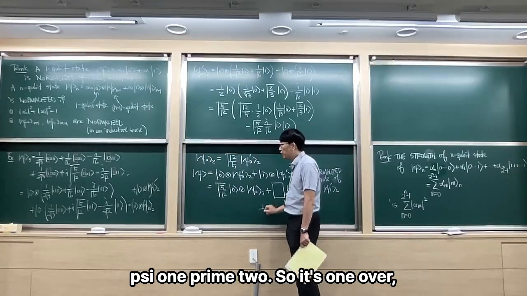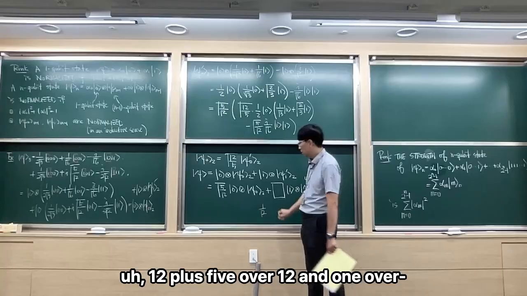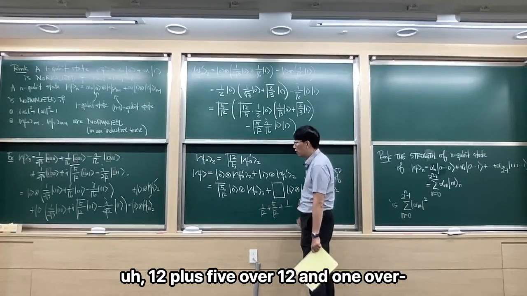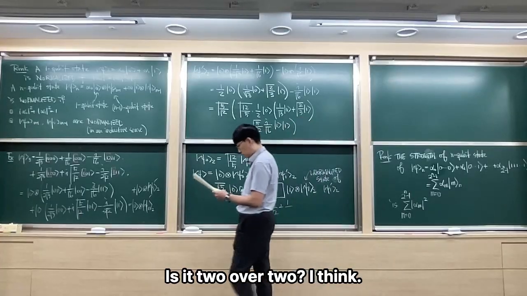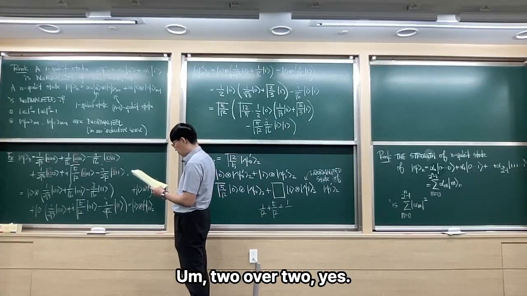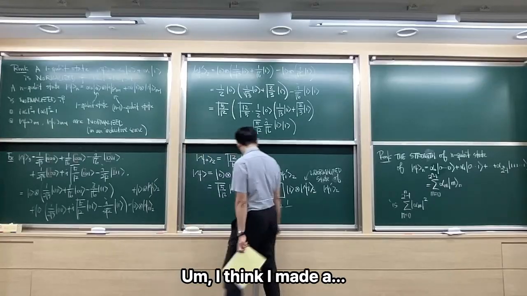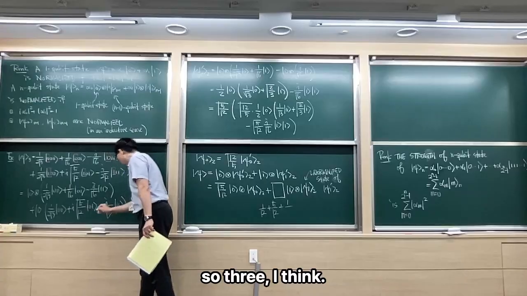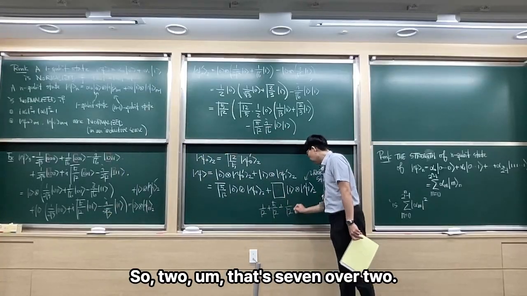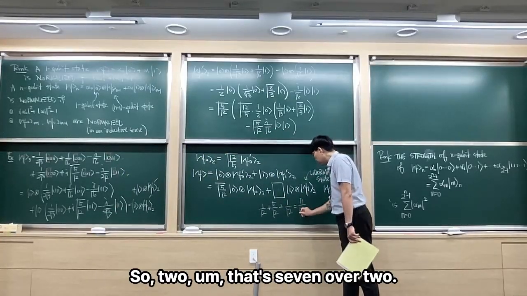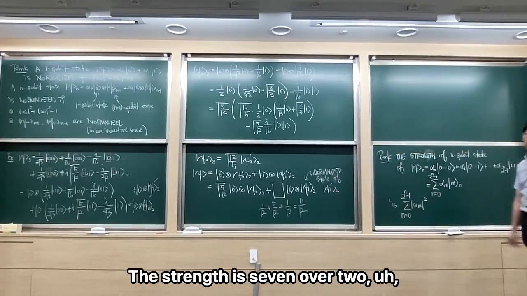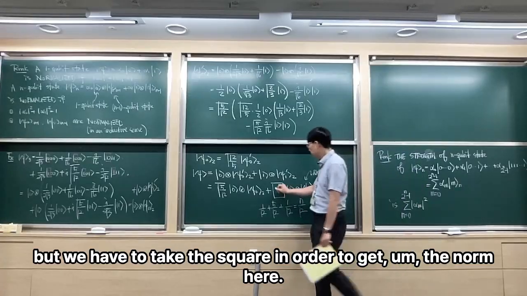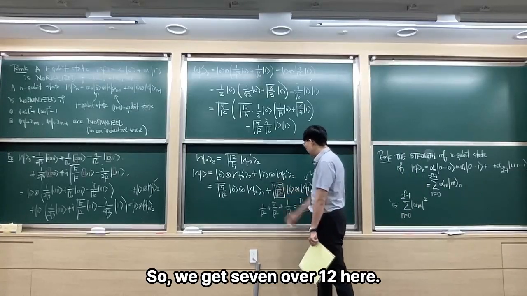So it's 1 over 12 plus 5 over 12 and 1 over, is it 2 over 2? I think. 2 over 2, yes. I think I made a typo here. So 3, I think. So 2. That's 7 over 12. The strength is 7 over 12, but we have to take the square in order to get the norm here. So we get 7 over 12 here.